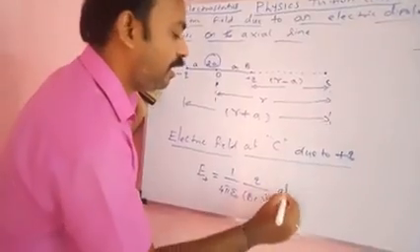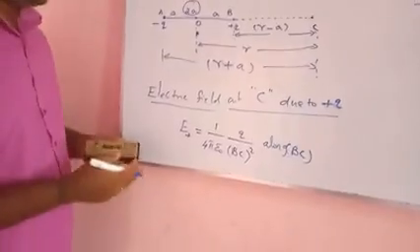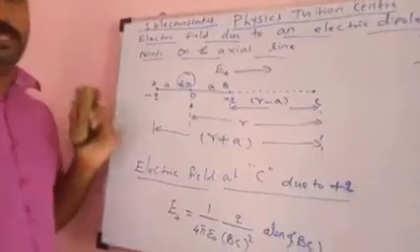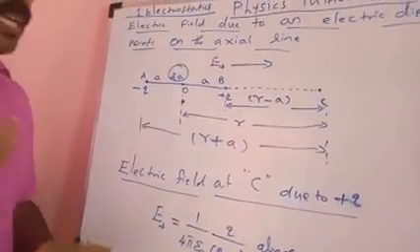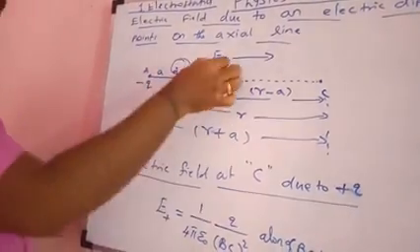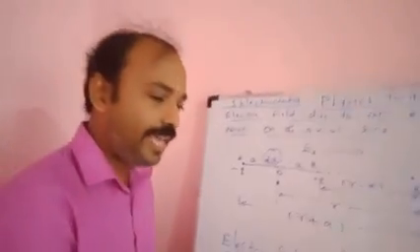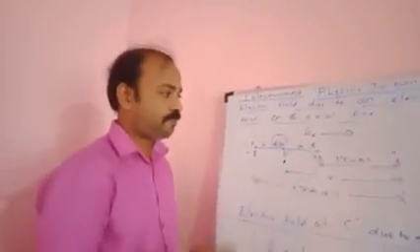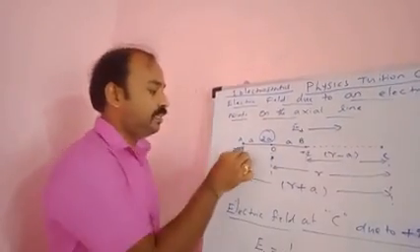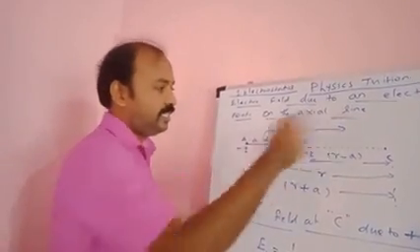Along BC, the direction of this electric field E plus is in this direction. One question: why is this electric field E plus in this particular direction? Because from a positive charge the electric field direction is pointed outward. From a negative charge, the electric field direction is inward. So here it is outward.